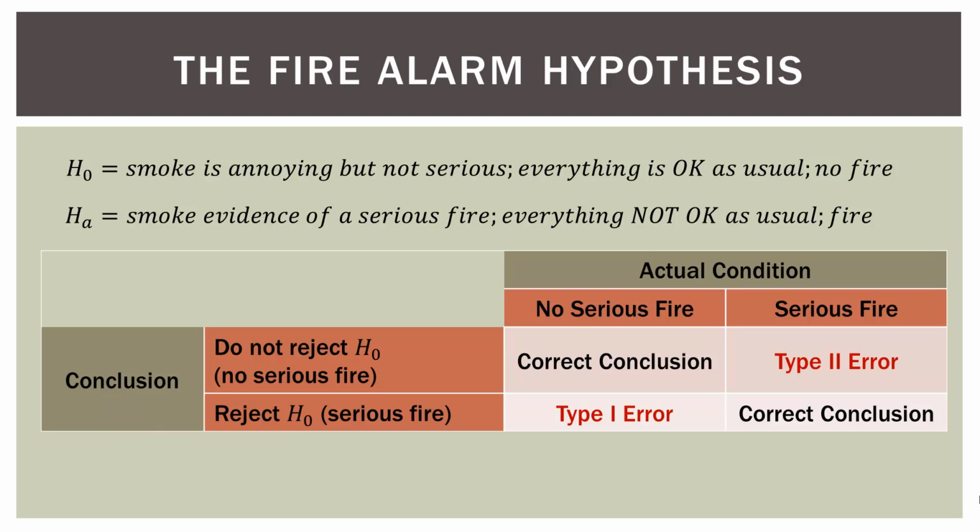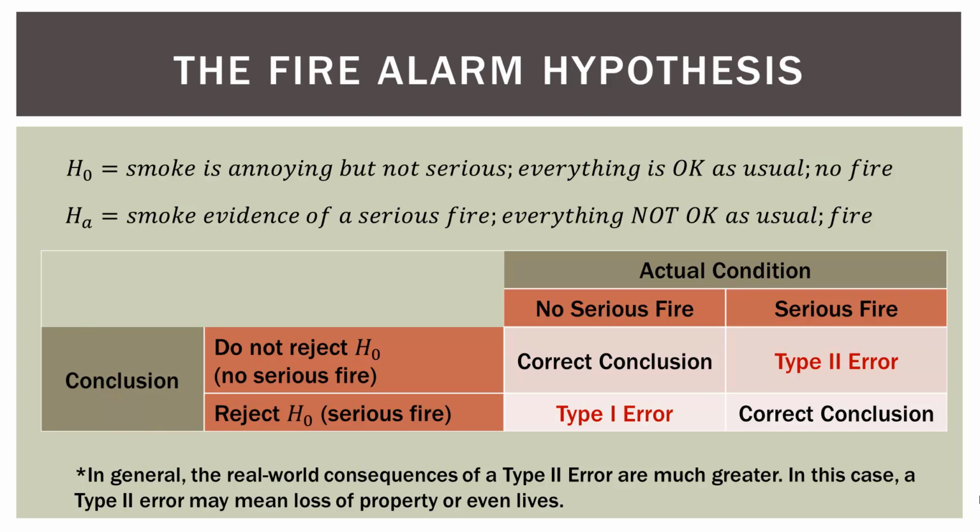Now let's look at type 2 error. In type 2 error, our conclusion was that we did not reject our null hypothesis, and therefore we don't think there's a serious fire going on. But the reality is there is a serious fire going on. So we have a disconnect between our conclusion and the actual state of things. So you can see that we have two correct conclusions and two errors: type 1 error and type 2 error.